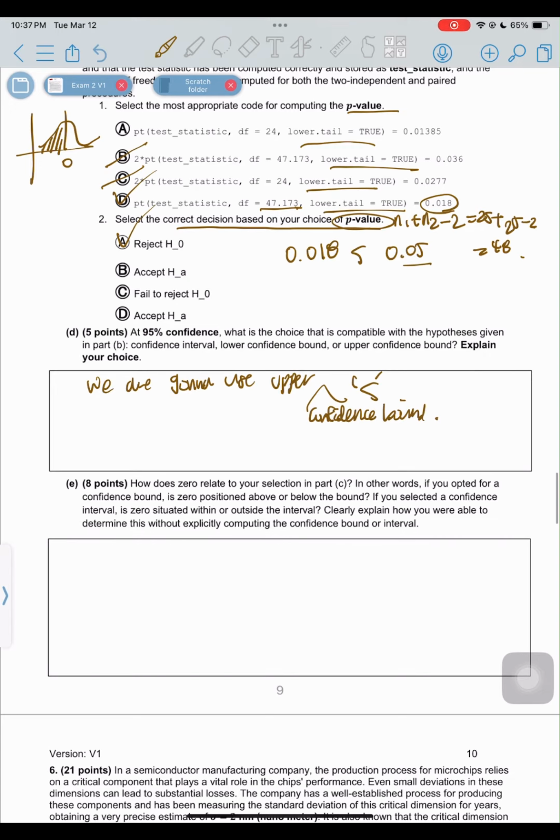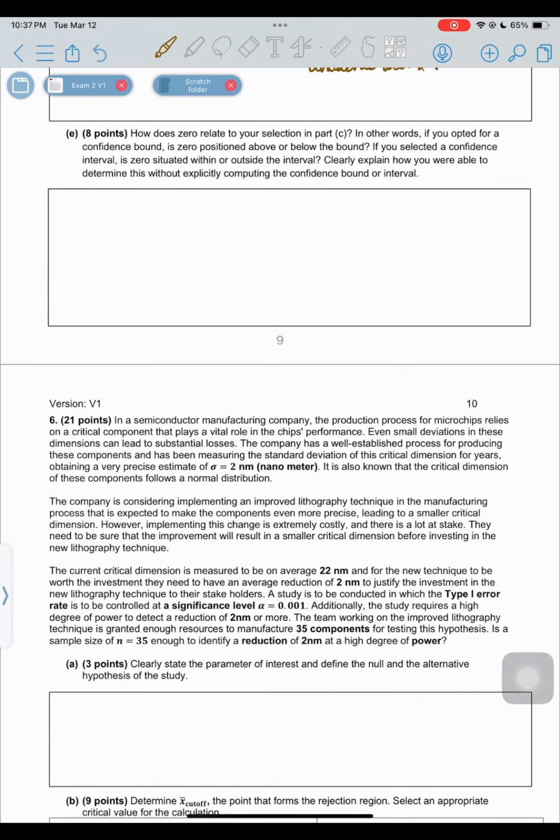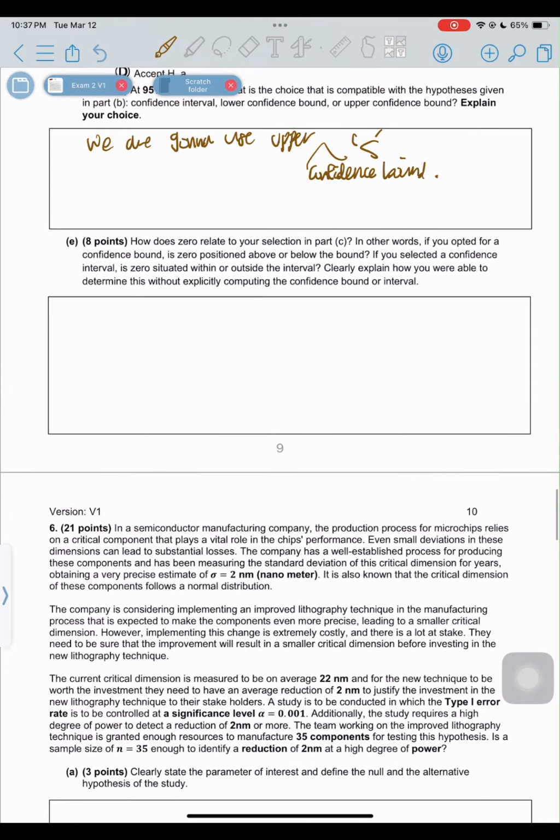Okay, and then part E. How does 0 relate to your selection in part C? In other words, if you opted for confidence bound, is 0 positioned above or below the bound? Okay.